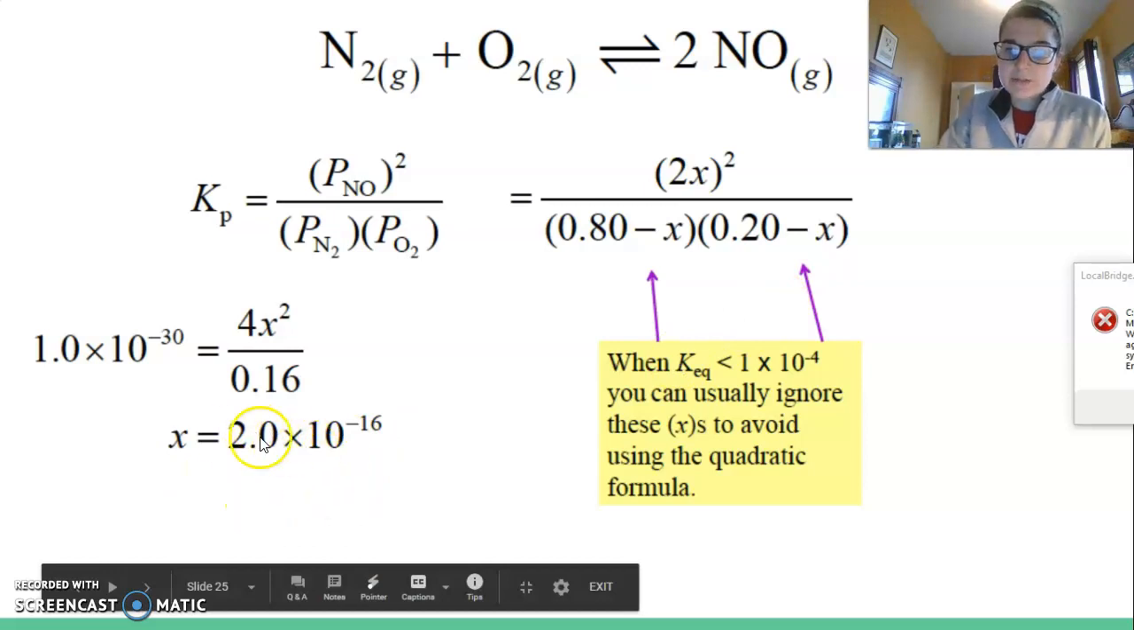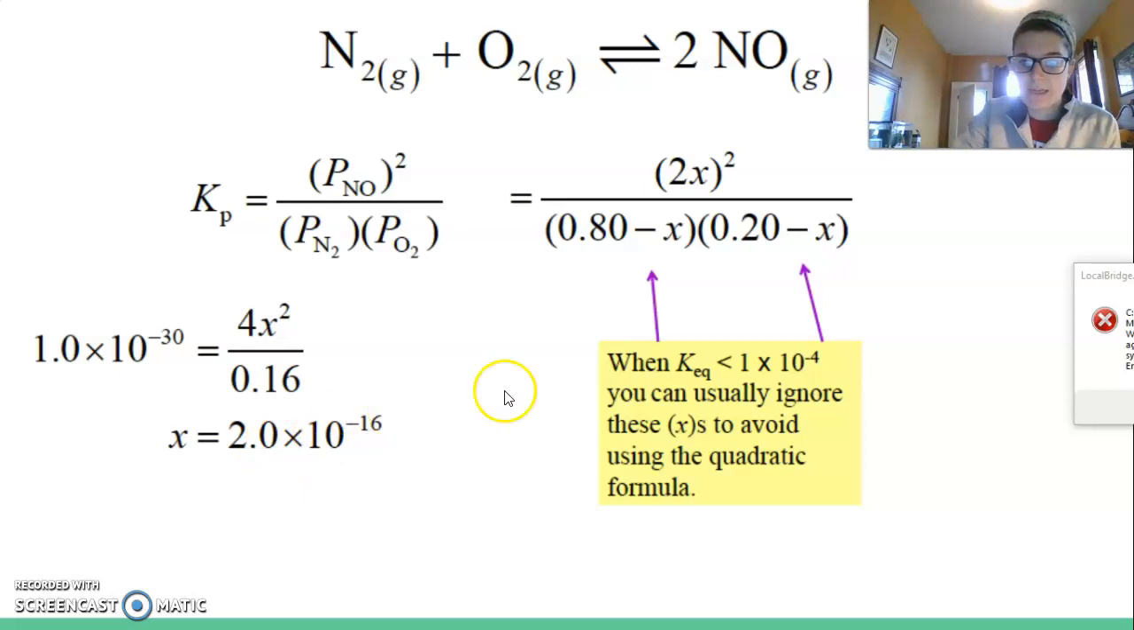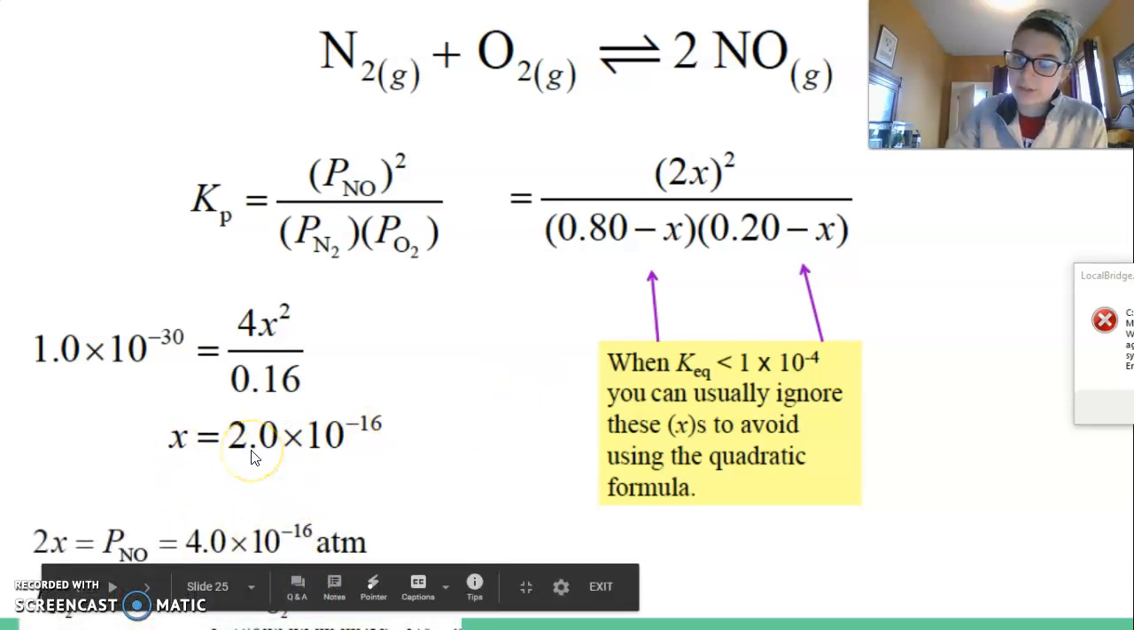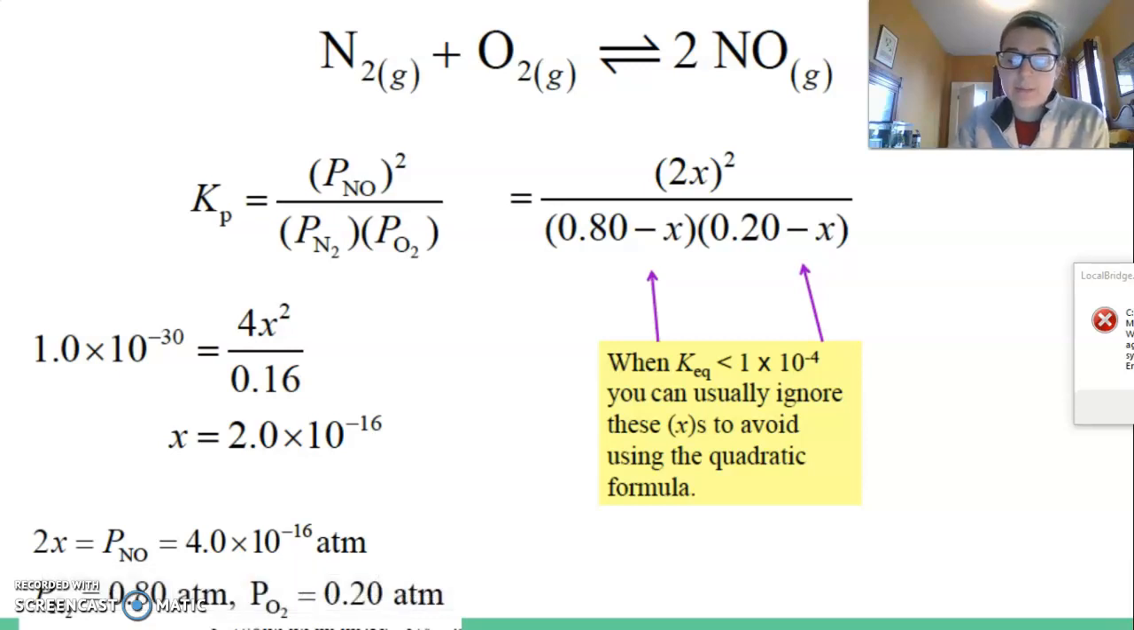So if we solve for x, we find that x is equal to 2 times 10 to the negative 16. So 2x, if we multiply this value by 2, at equilibrium, the pressure of NO should be 4 times 10 to the negative 16 atmospheres. And because this value is so small, due to sig figs, the value of N2 would be 0.8 atmospheres still, and the value of O2 would be 0.2 atmospheres still. And that's because of sig figs.